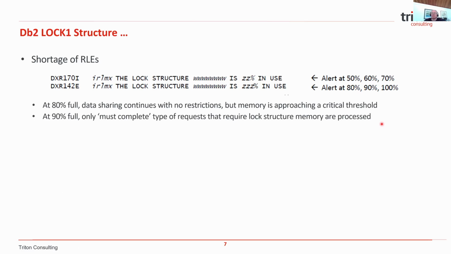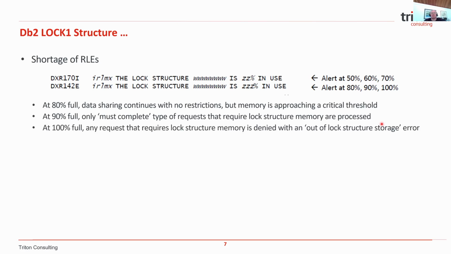At 90%, now you're in some trouble, because now only must-complete type requests that require lock structure memory are processed. By must complete, it means things like a unit of work that's either in rollback or in commit processing. And at 90%, basically any request that requires lock structure memory is denied, and you've got an out of lock structure storage error. That's what it means.